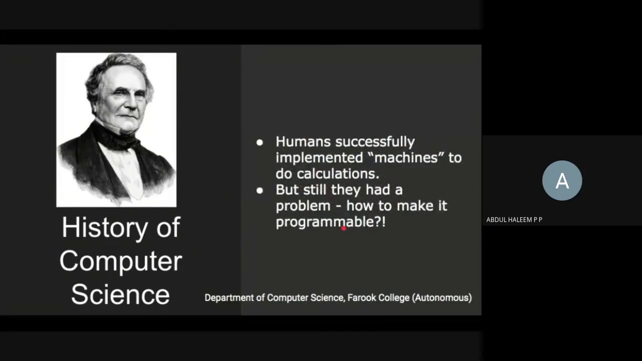So far, we have seen that humans were successful in implementing machines to do calculations. But how to make them programmable? That was the dream then. We have machines which can calculate whatever we instruct. If you say add 2 and 3, it will add. How to program a machine so that several kinds of calculations can be done on the computer? Once you give a program, that will be done. So this dream came after that.